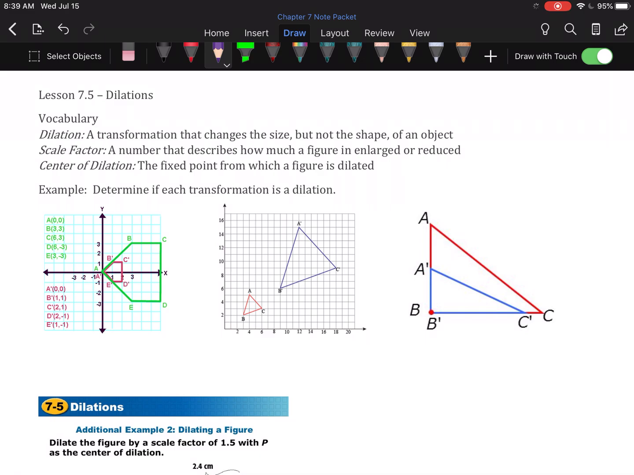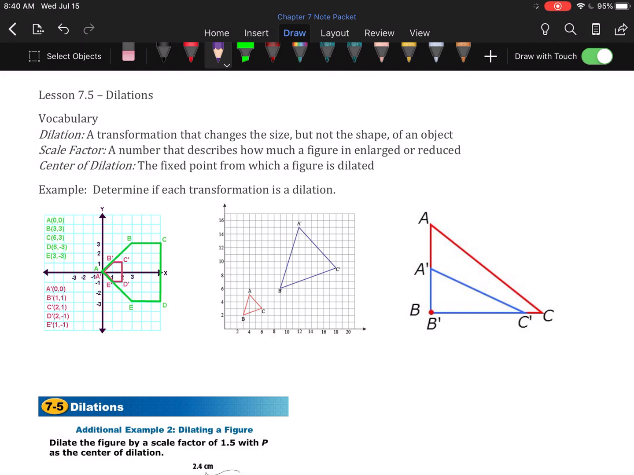This is a dilation with point A as the center. The original shape is the green pentagon, A, B, C, D, E. The dilated shape is the red pentagon, A prime, B prime, C prime, D prime, E prime. And that's how those names are said with that little apostrophe on them. That is A prime.